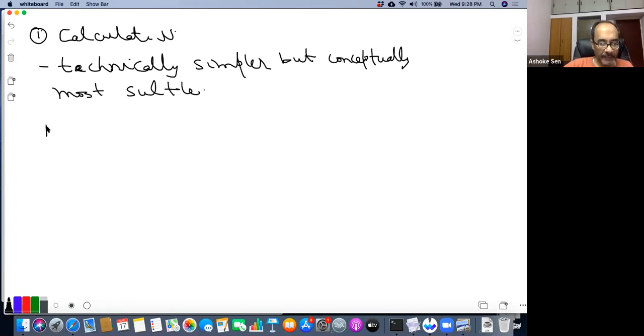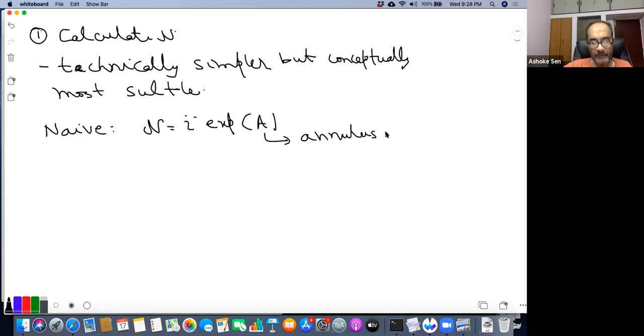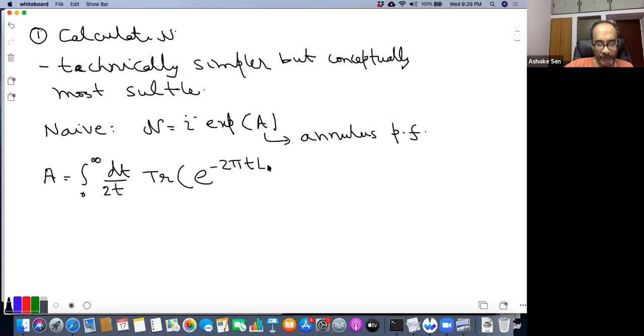So the naive expression that we wrote down is I times exponential of A, where A is the anomalous partition function. And I'll write down the expression for A in a general string theory, instead of focusing on the two-dimensional string theory from the beginning. So this is the integral from 0 to infinity dt over 2t trace e to the minus 2 pi t L0.